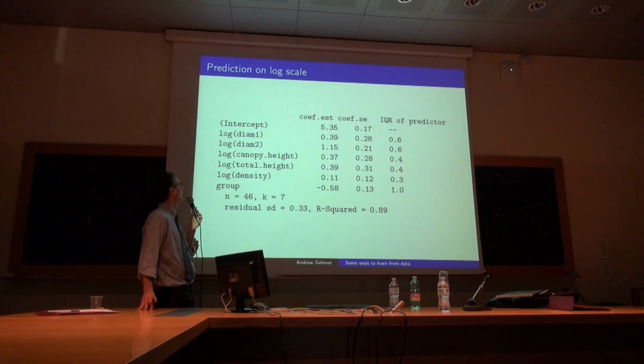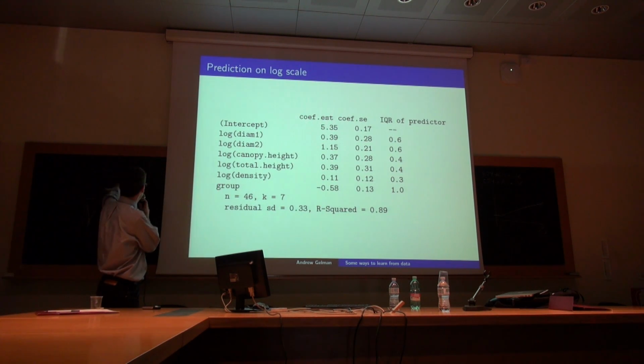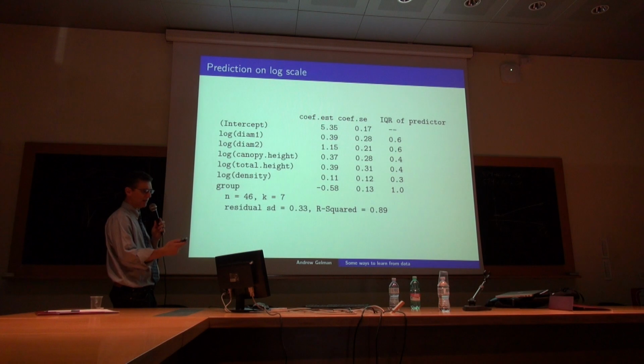It's not clear what to make of this. For example, look at canopy height and total height. So this is saying if you increase the canopy height but keeping the total height the same, sometimes it's hard to interpret some of these things. So I decided to rebuild the model from scratch.